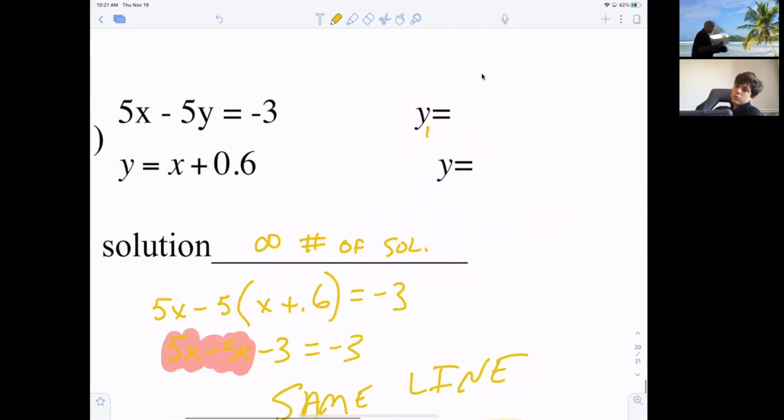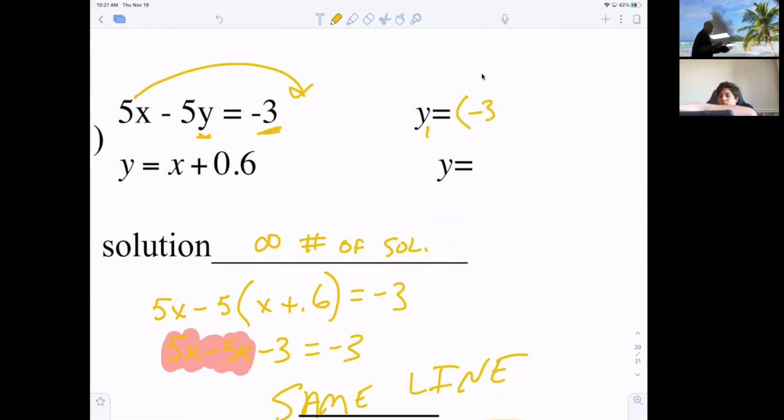So y1, right? I'm solving for y. That means the 5x has got to move. So I open parentheses. I always put the number, -3. Then I move the 5x over. When I move the 5x, it becomes what? -5x. Now what's in front of the y? -5. Right, divided by -5. That's how simple.